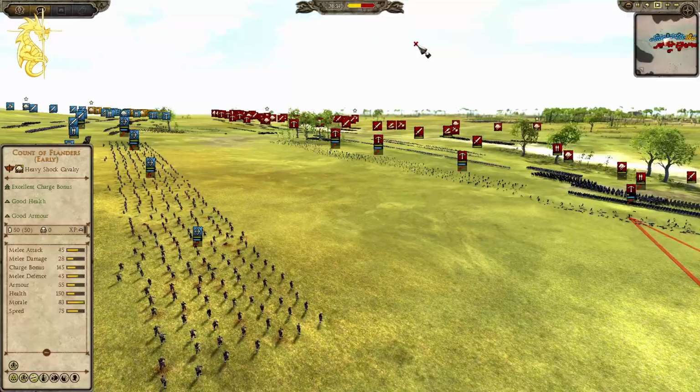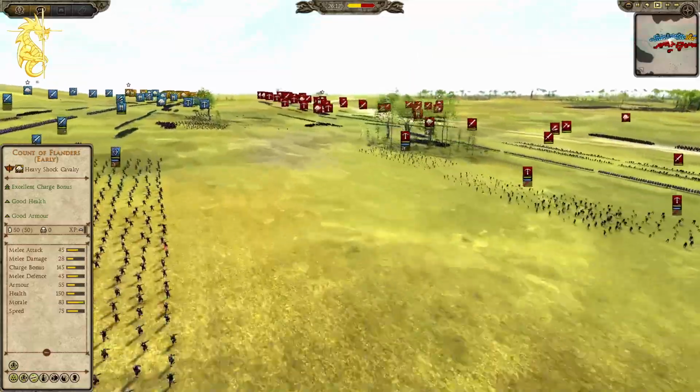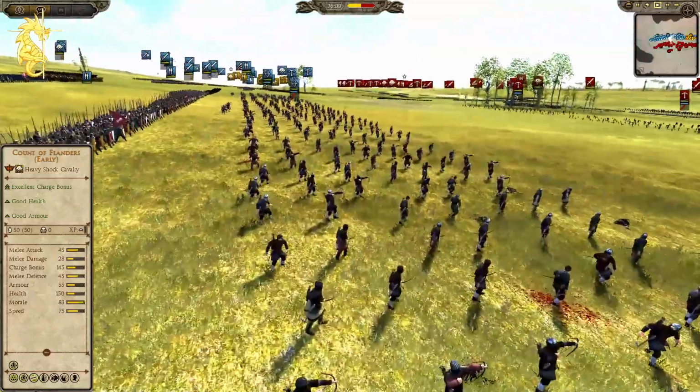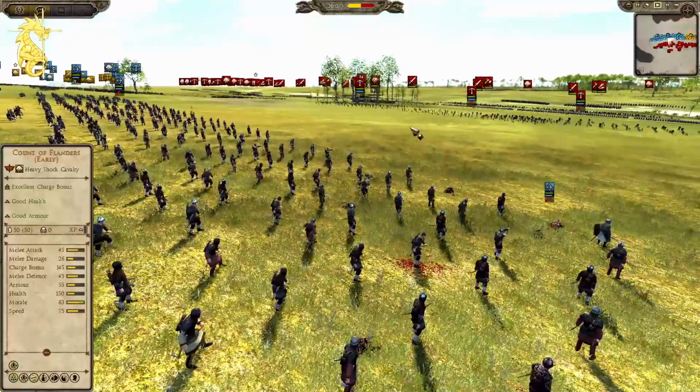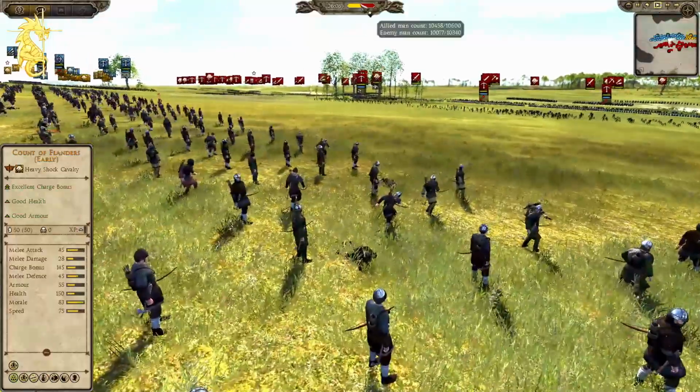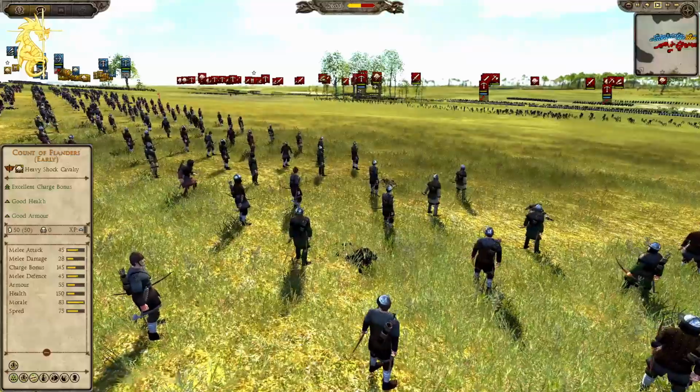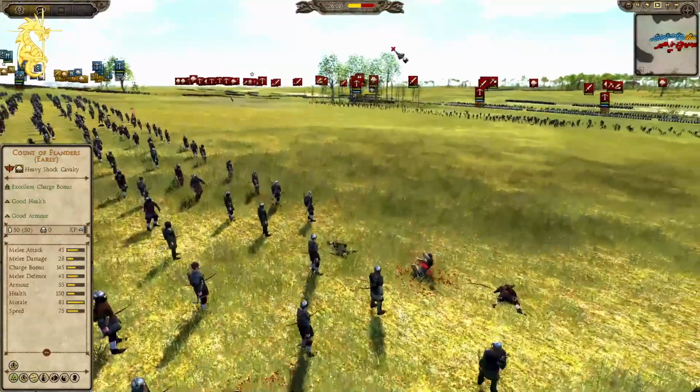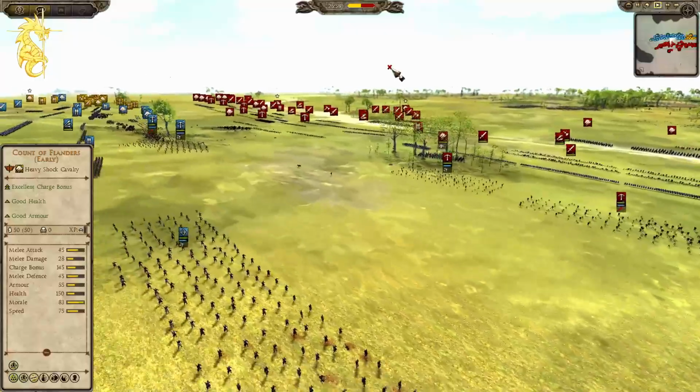Historically, the French had about 7,000 men on their side, and the coalition had about 9,000 on their side. On the battlefield today, we've got a 4 versus 4 with 10,000 men on either side of the battlefield.